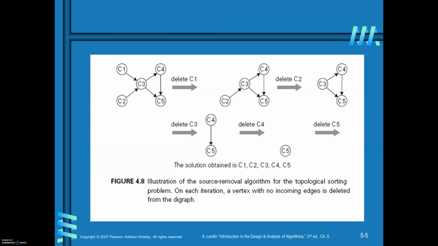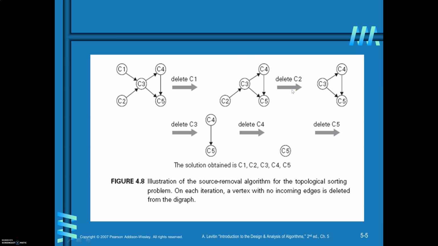Let me illustrate for this graph here. Here C1 and C2 both are source vertices, but if you follow lexicographic order, then C1 comes first. So first let me remove this source C1. When you delete this C1, the resultant graph is like this. Next, delete C2. When you delete C2, you will get this graph. So now C3 will become the source vertex. Delete that C3. Now C4, C5.